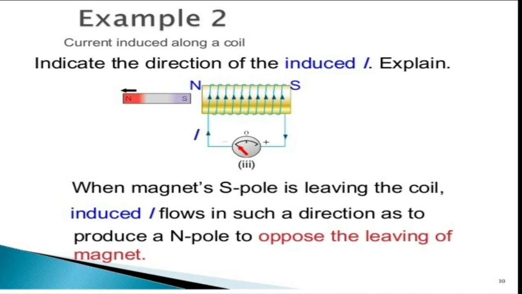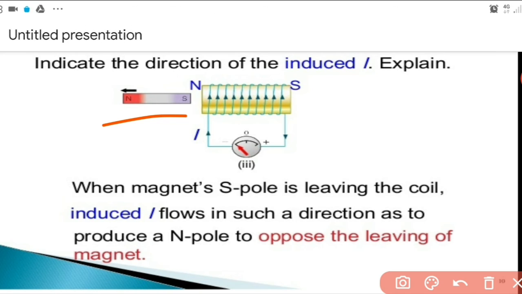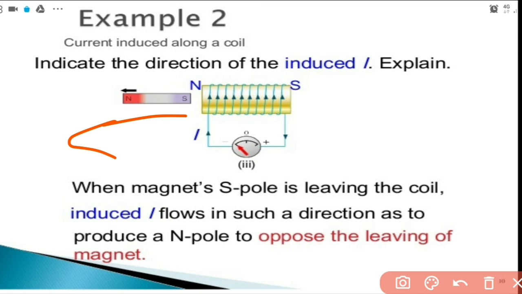So current should be in anti-clockwise direction. Then in the second example, this south pole is going away from the solenoid. So when this bar magnet goes away, on this side of the solenoid there should be north polarity. Then only it will attract. So for that, the current should flow in clockwise direction. Sorry, not clockwise, anti-clockwise itself, but north polarity should be produced. Then only it will be attracting that south pole which is going away from the solenoid.